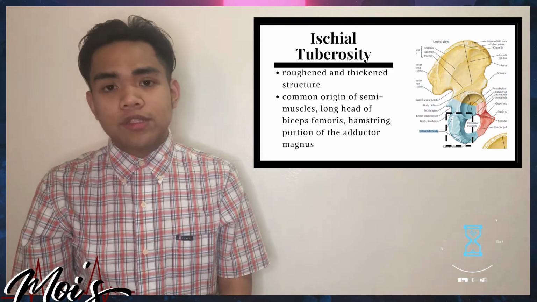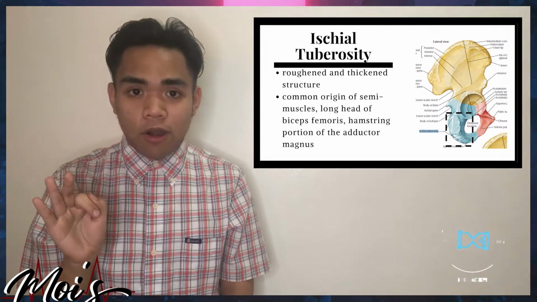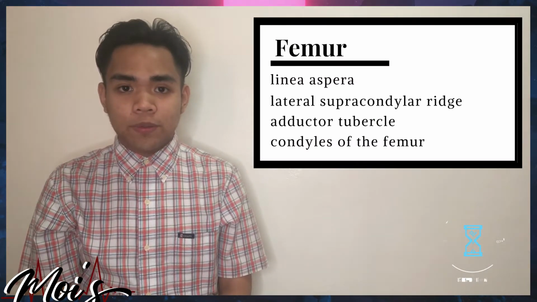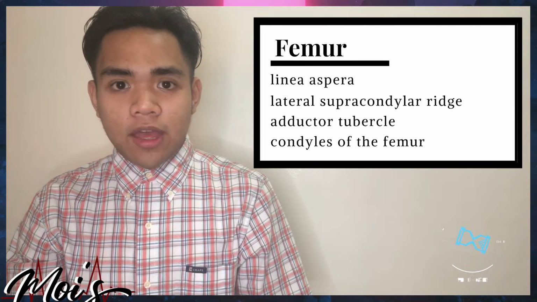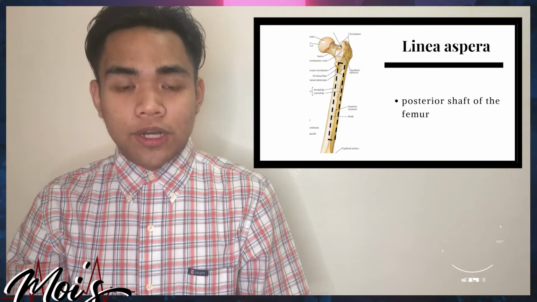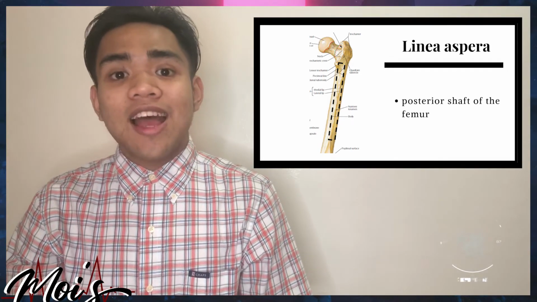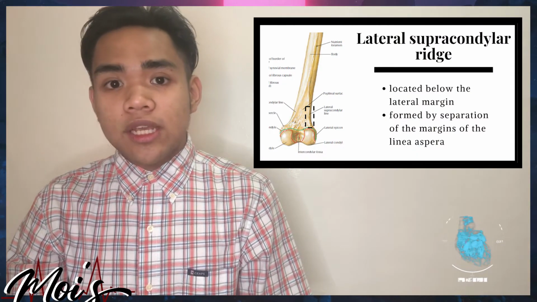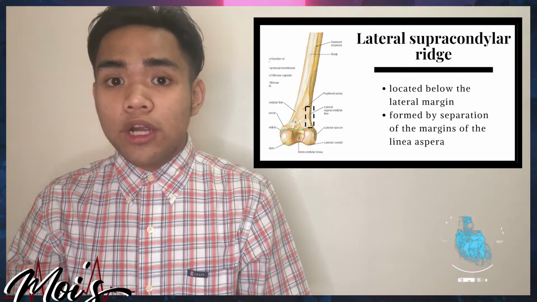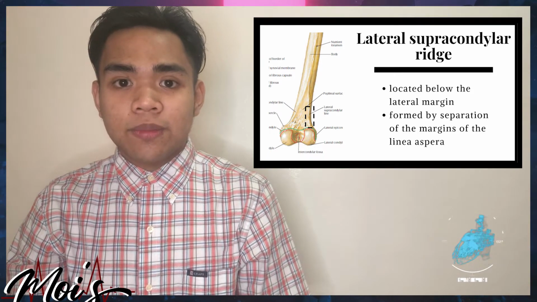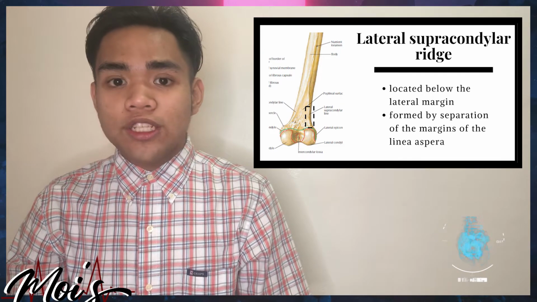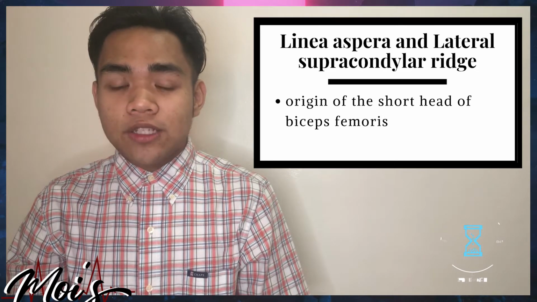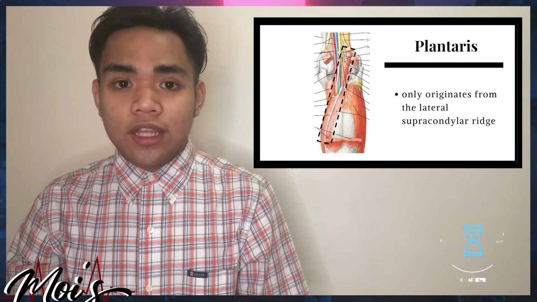In the femur, we will be discussing four landmarks: the linea aspera, lateral supracondylar ridge, adductor tubercle, and the condyles of the femur. The linea aspera is a ridge located at the posterior shaft of the femur. The lateral supracondylar ridge is located below the lateral margin, which is created by the separation of the two margins of the linea aspera. These two sides are the origin points of the short head of the biceps femoris muscle, while the plantaris only originates from the lateral supracondylar ridge.